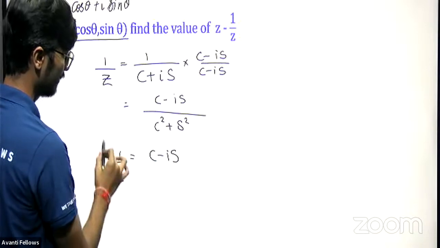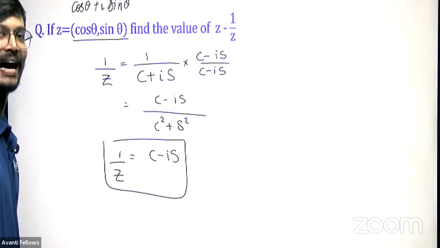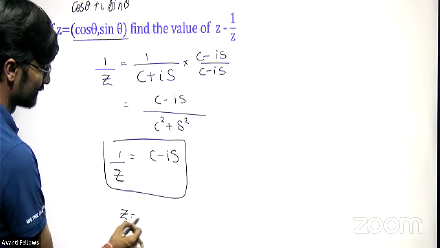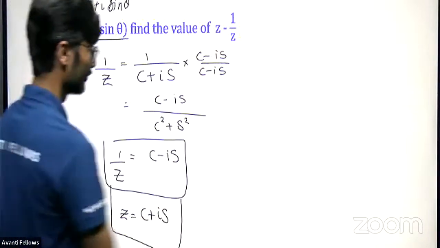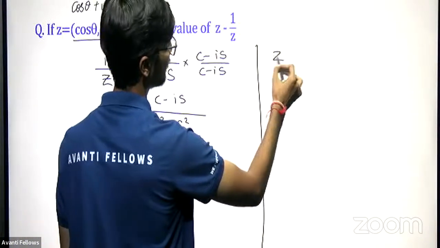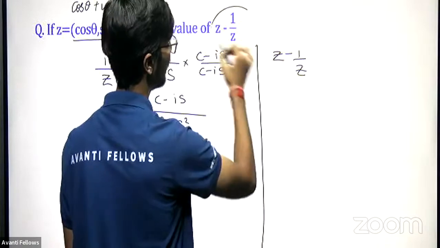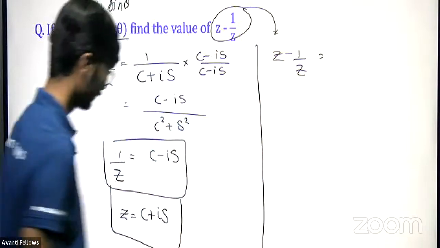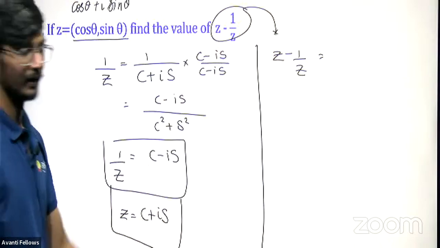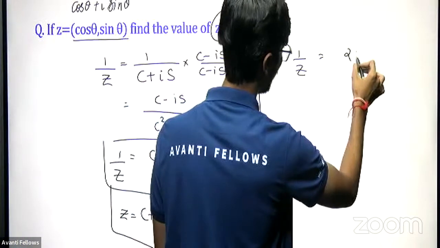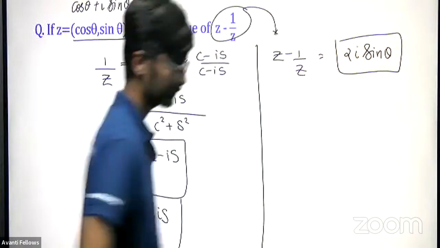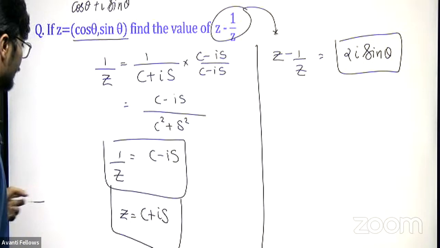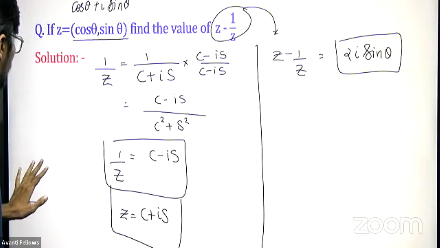So what did we get for 1 upon z? Cos theta minus i sin theta. What is z? z is cos theta plus i sin theta. Got it? So if I subtract z minus 1 upon z, which is required, what I'll get is z minus z, and if you can see, I'll get 2 times i sin theta. This is my answer. I hope it is clear. Let's move on to the next part.